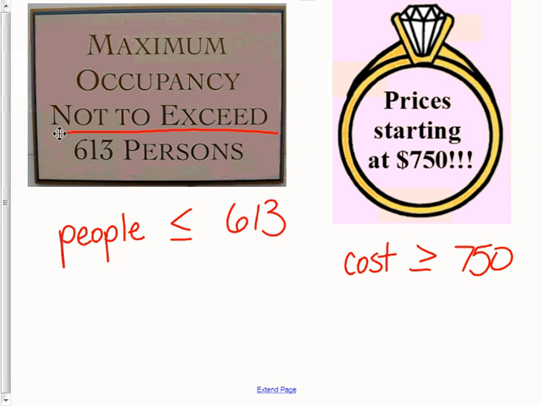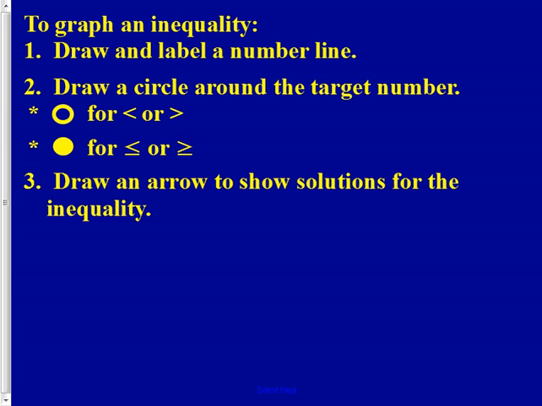Those are some examples of where we see inequalities used. Let's take a look at how we sometimes see this visually represented. We can graph an inequality, which means we show what the values could be on a number line. First, we draw a number line and label it. Then we draw a circle around the target number, the number that we're comparing to. We leave the circle open if our variable has to be either less than or greater than that number. We close it if it can be equal to it. And then we draw an arrow to show what our solutions could be.